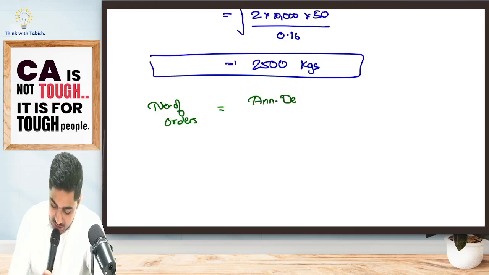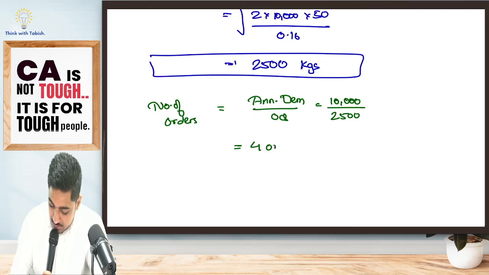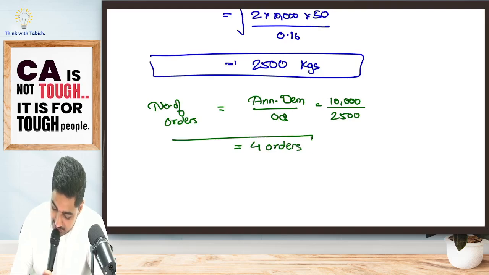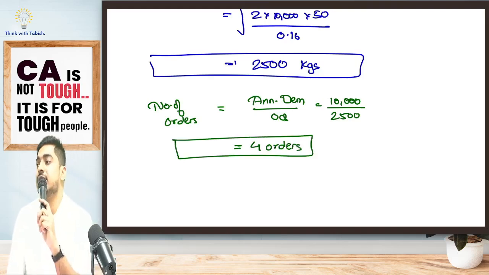Annual demand divided by ordering quantity. 10,000 I want, boss. 2.5, 2.5 I am buying. That means 4 times you buy. End of the story. Is this clear, everyone? Yes or no? Can we go ahead to the next question?